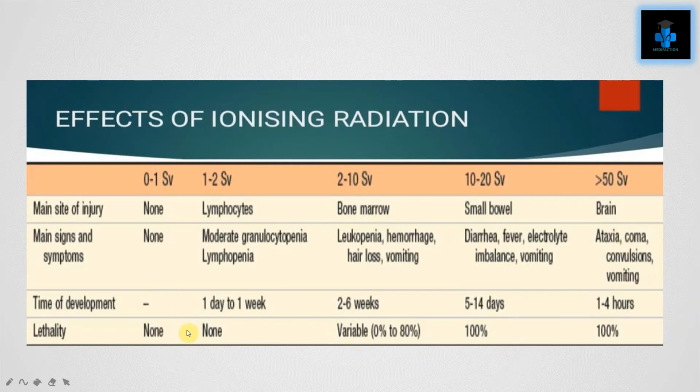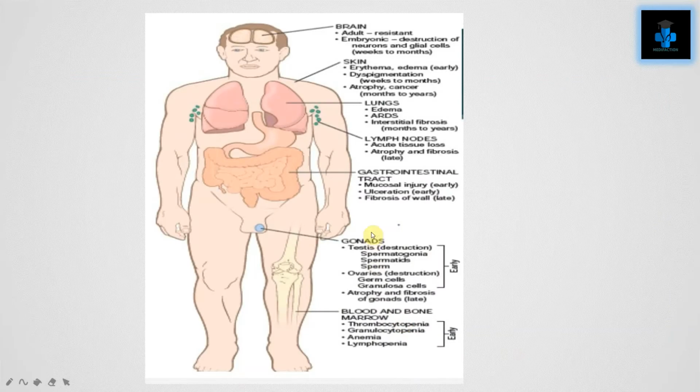All these are time dependent and depend on the duration of the exposure. So as I told, different organs are affected from brain to gonads, and in adults the brain is resistant because there is not much proliferation seen in the brain, whereas in the embryonic stage it results in destruction of neurons and glial cells.